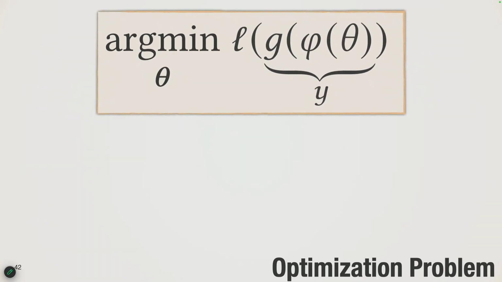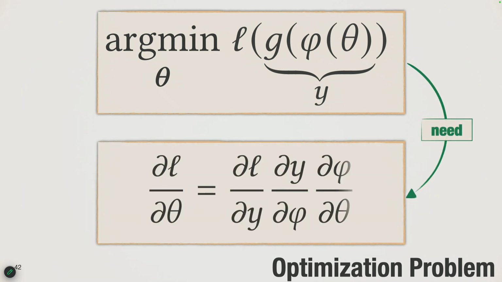And in specifying this optimization problem, the thing we actually really care about and need in our life is dL over d theta. So this is the gradient direction that we're going to be stepping in to solve our optimization problem.